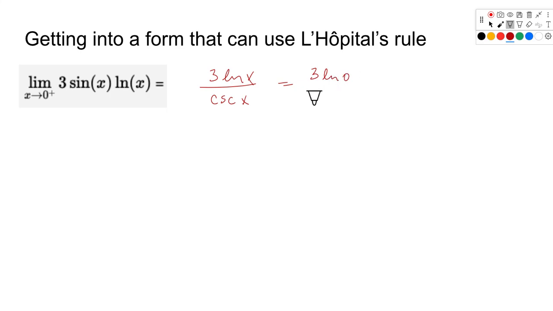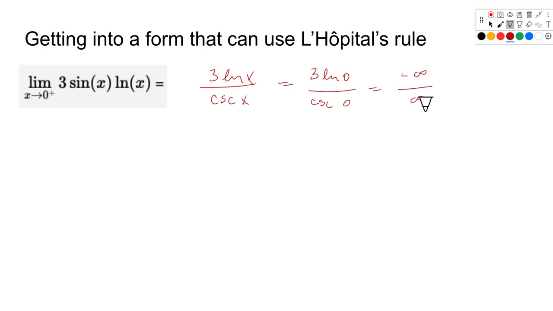3 natural log of 0 over cosecant of 0, and basically we get this one going to negative infinity, this one going to positive infinity. So we do get infinity over infinity. It kind of threw me a little bit. One's negative infinity, one's positive infinity. I couldn't find anything, but the solution says just keep going, that we can apply L'Hopital's rule.